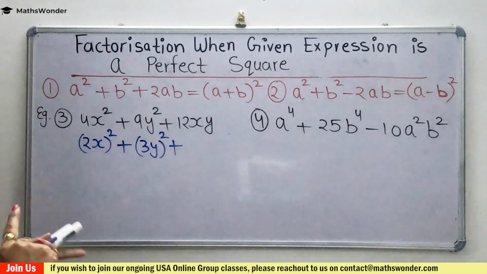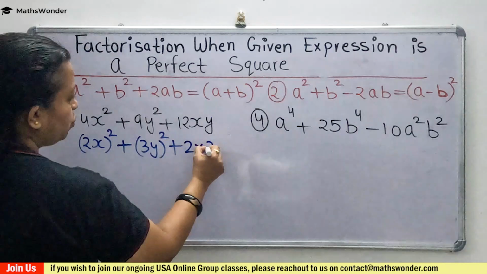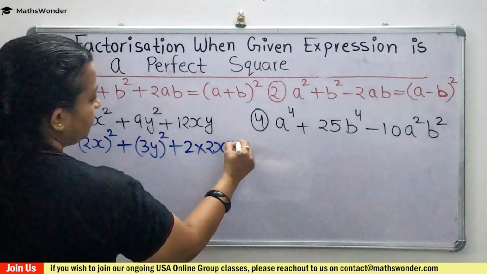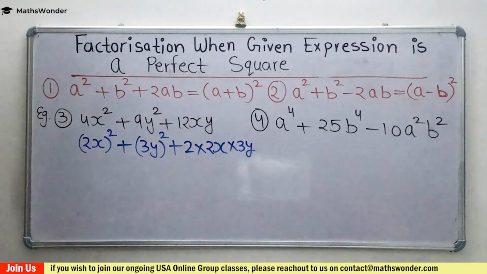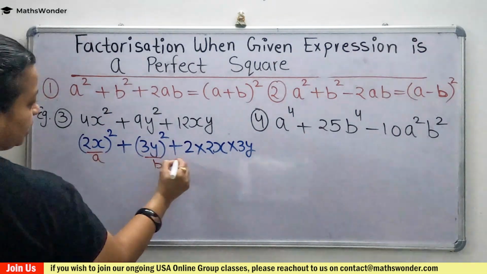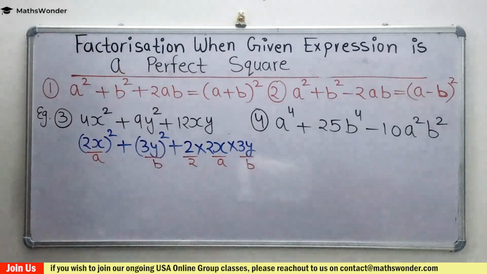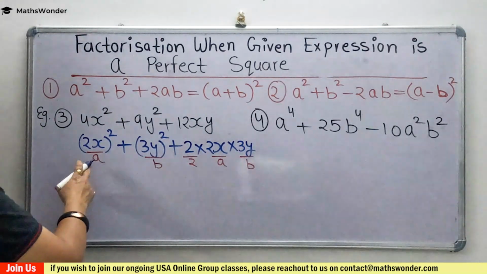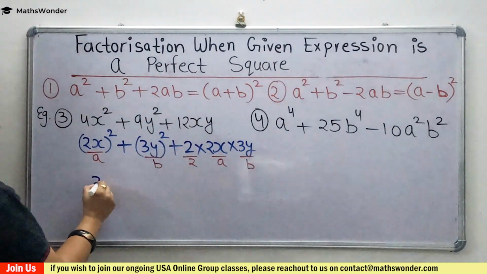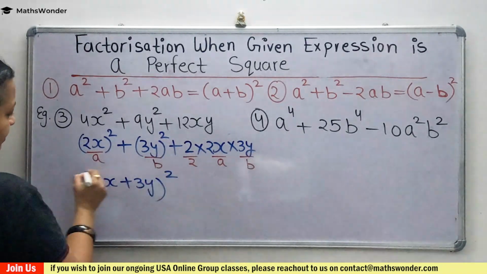Now they have changed the sequence. It's okay. 2 times a is 2x, b is 3y, right? You just write down whatever is written here. So a is this, b is here. So this is 2ab, right? This is your format of the identity now. Now what will we write in the identity? A plus b whole square. So 2x plus 3y whole square. Done. This is your answer.